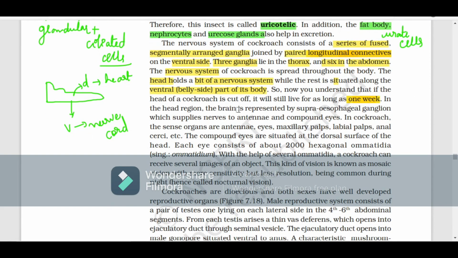In the head region, the brain is represented by the supraesophageal ganglion. What represents the brain? The supraesophageal ganglion. For our cockroach it is esophageal, and for earthworm it will be pharyngeal. They'll have pharyngeal ganglia.